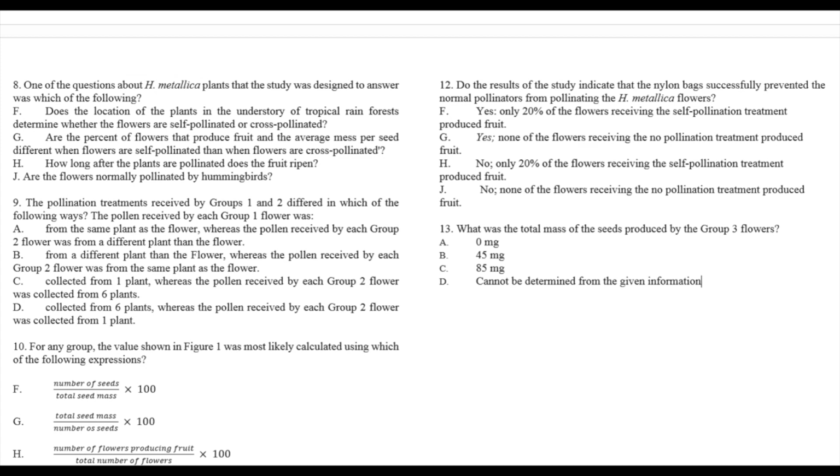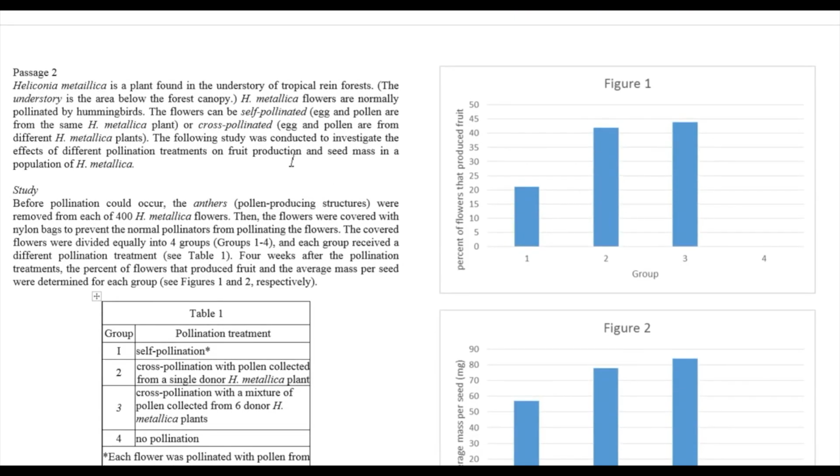Our next question, question 8, says, one of the questions about H. metallica plants that the study was designed to answer was which of the following? So this is kind of a weirdly worded question, but it's asking about what the study was actually aiming to study. So let's scroll up to the description of the study, see if there are any relevant portions of the paragraph here. Alright, it looks like the last sentence here. The following study was conducted to investigate the effects of different pollination treatments on fruit production and seed mass in a population of H. metallica. So here we're looking at different pollination treatments on fruit production and seed mass.